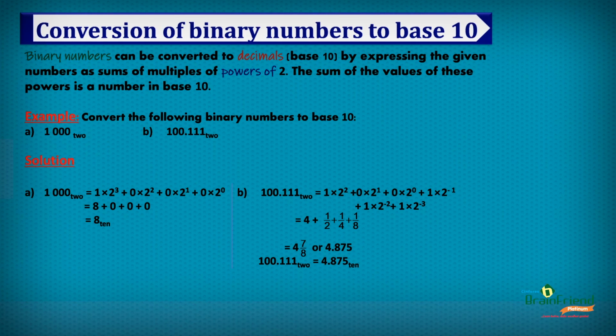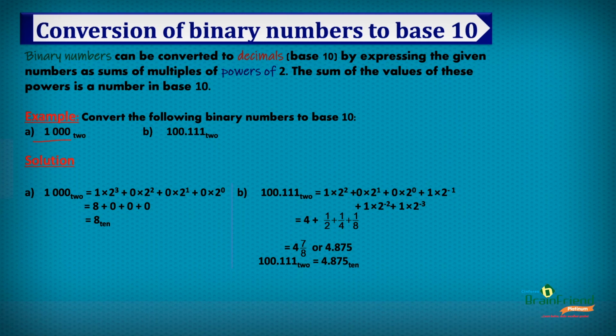Binary numbers can be converted to decimal by simply expressing our numbers as a sum of multiples of powers of 2. That sounds similar to what we have done in the past. Now, doing that is quite easy. We have an example that says convert the following binary numbers to base 10.